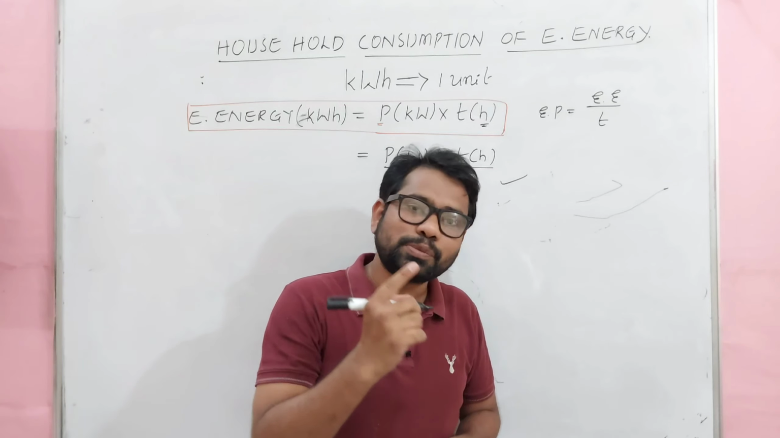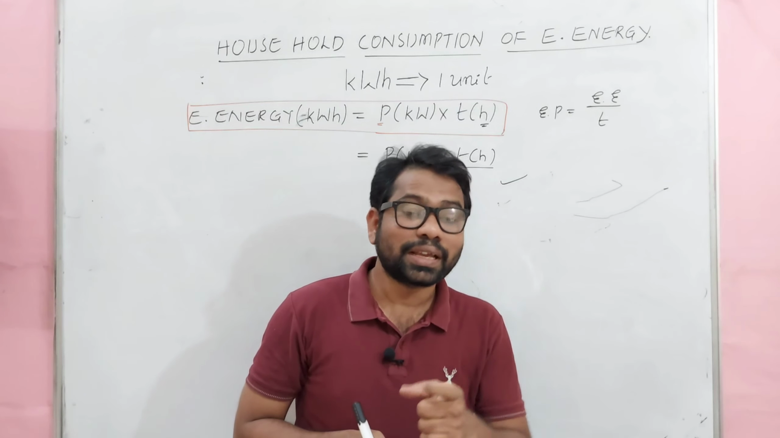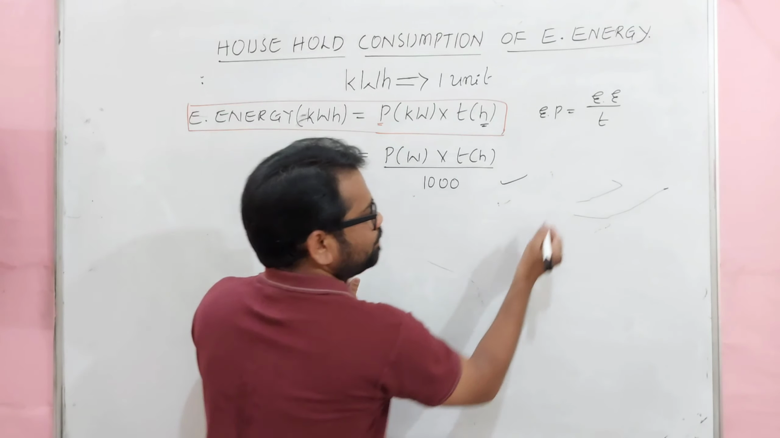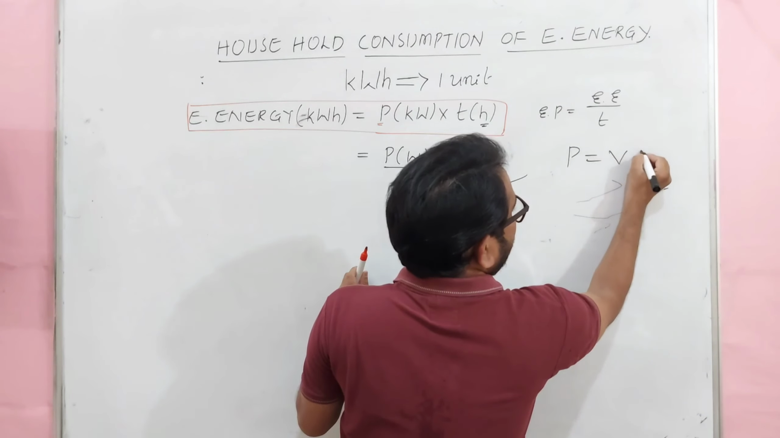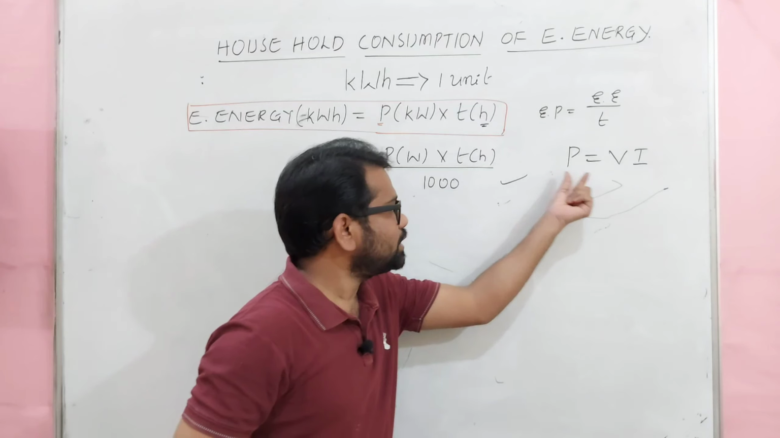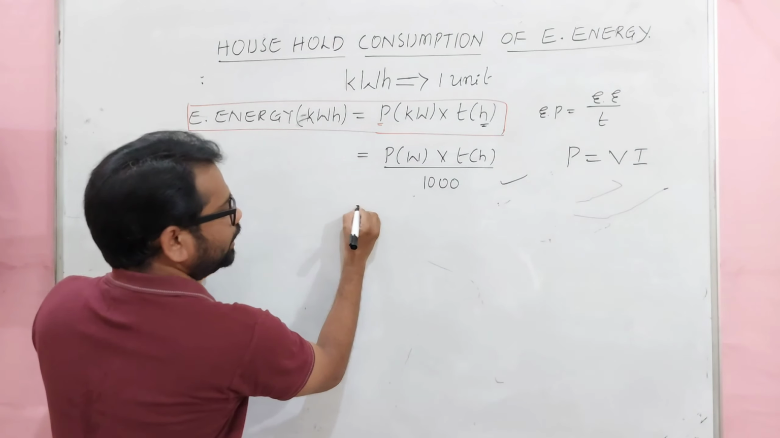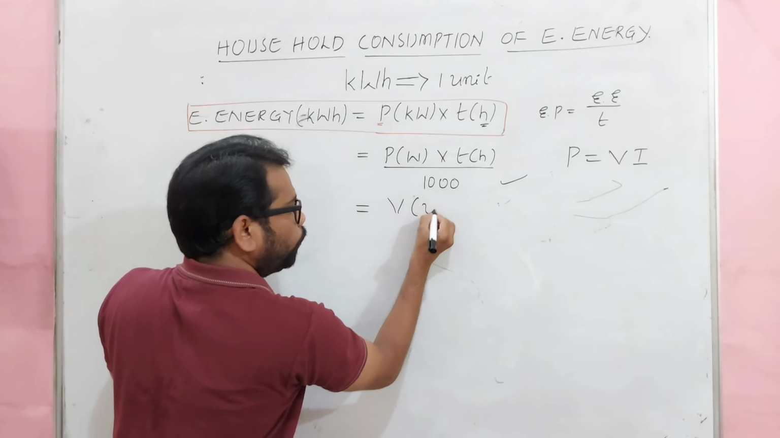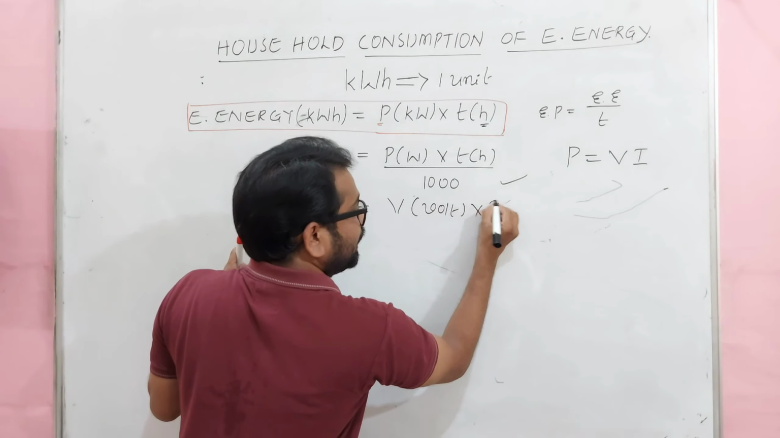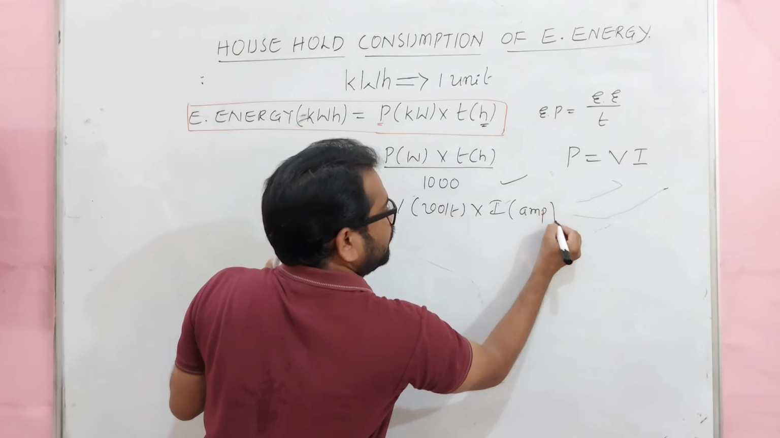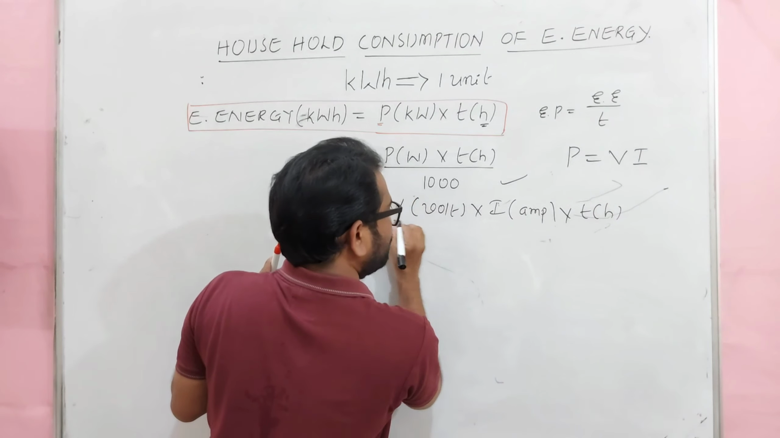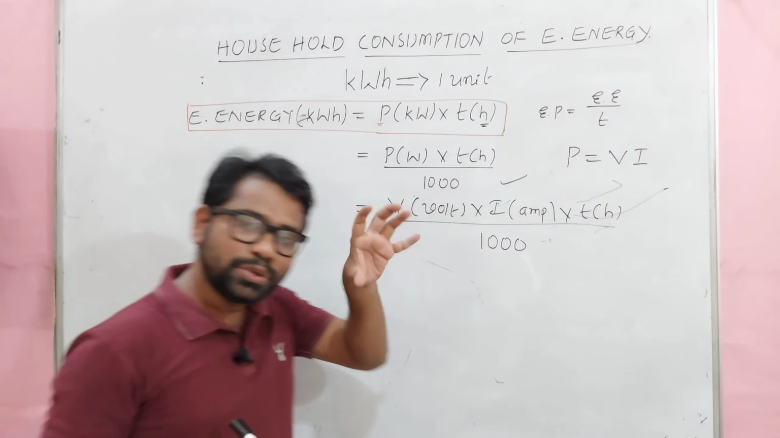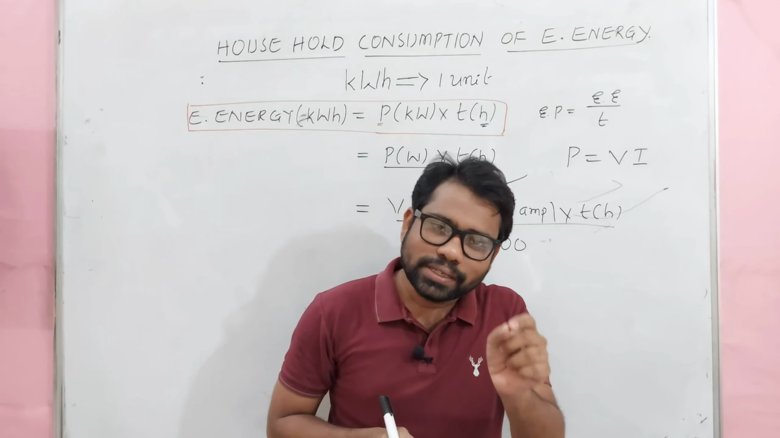But dear children, sometimes power may not be given; voltage, current and time will be given. How to calculate? For that also we have a process. Children, we know that power is equal to V into I. Now in the place of P, just substitute V into I. V is in volt, which is very important, current is in amperes, and time as usual in hours only, divided by 1000. So children, these are the 3 formulas which we use to calculate the electrical energy consumed.